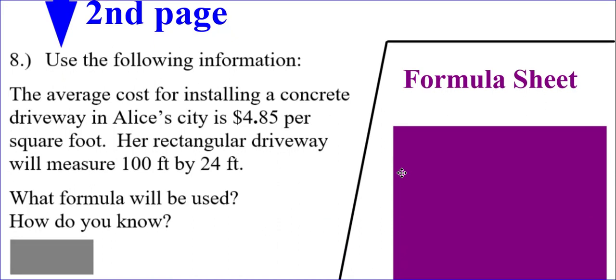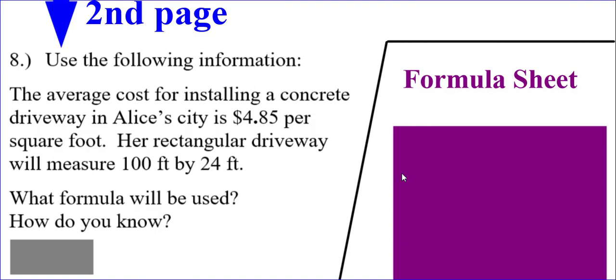It says use the information below. The average cost for installing a concrete driveway in Alice's City is $4.85 per square foot. Her rectangular driveway will measure 100 feet by 24 feet. What formula will be used? Now that's referring to your pink formula sheet. And how do you know?